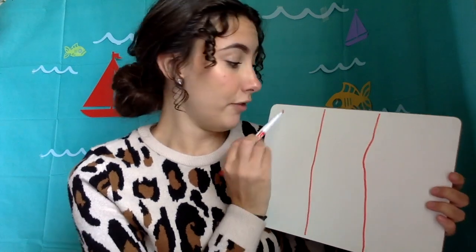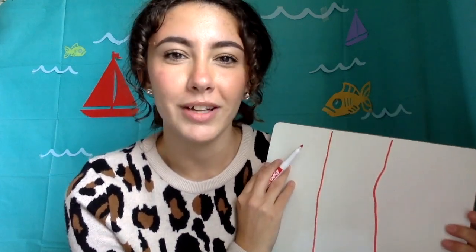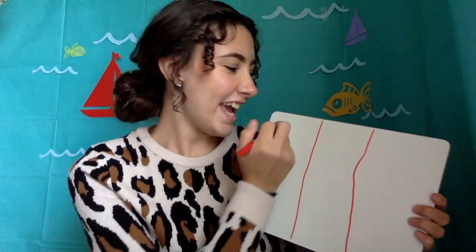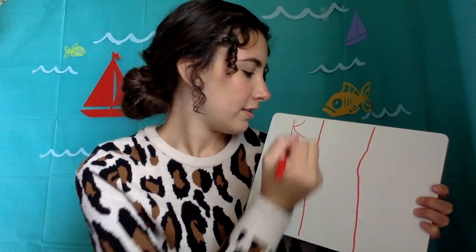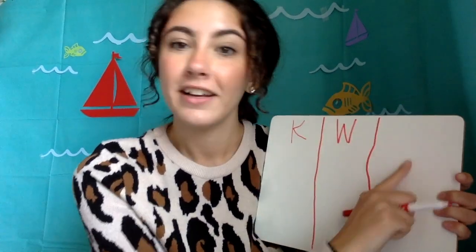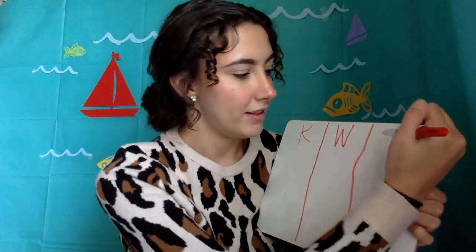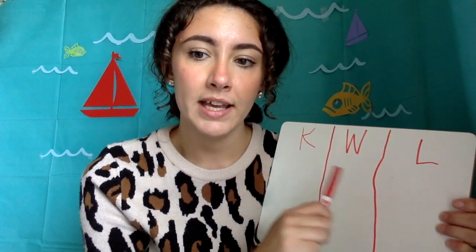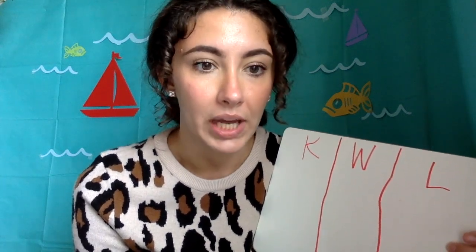And on the first box, we are going to put what letter? K. On the middle section, what letter are we going to put? W. And what are we going to put in the last section? What letter? Letter L. Super job. Like I said, you guys are experts. So this is a KWL chart about South Africa, okay?